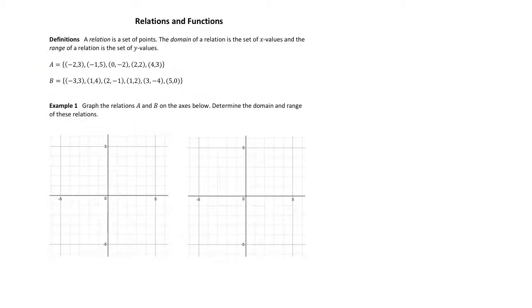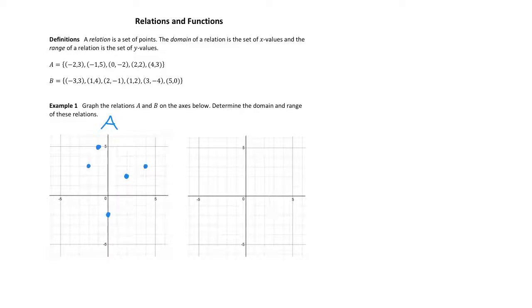Notice that a and b are just a set of points, so they're definitely relations. In example 1, I'm going to graph the relation a as well as b. For a, I'll do that one in blue. The point -2, 3 is here, -1, 5, 0, -2, 2, 2, and 4, 3. I just plotted this relation, and it is in fact just a graph.